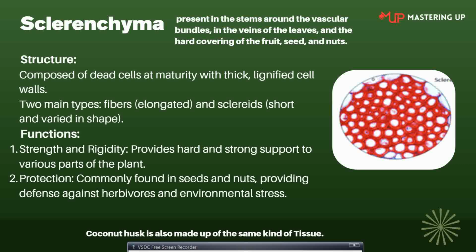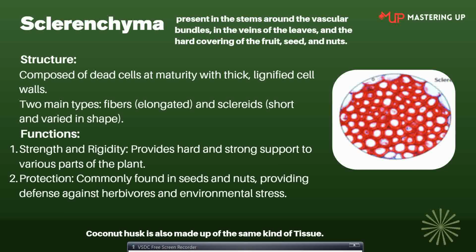Now the function includes strength and rigidity. It provides hard and strong support to various parts of the plants. As you see, they are present on the hard covering of the fruits, seeds and nuts, etc. So they should be hard and rigid. So they provide the hard and strong support to various parts of the plant.